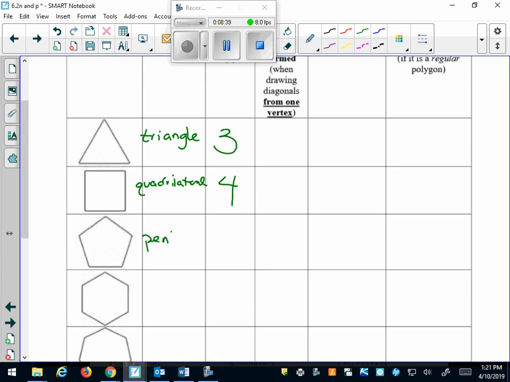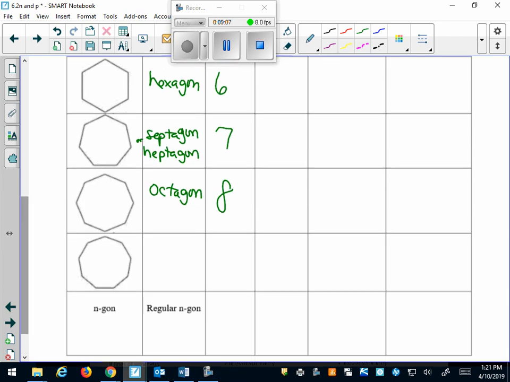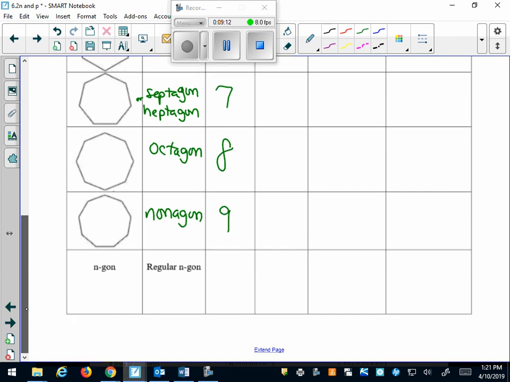Okay, so we've got pentagon, hexagon, septagon, also can be called a heptagon, septa or hepta, either one is fine. Octagon and nonagon. Now, I know there's not a lot of room here, but I want you to kind of draw a line right there.